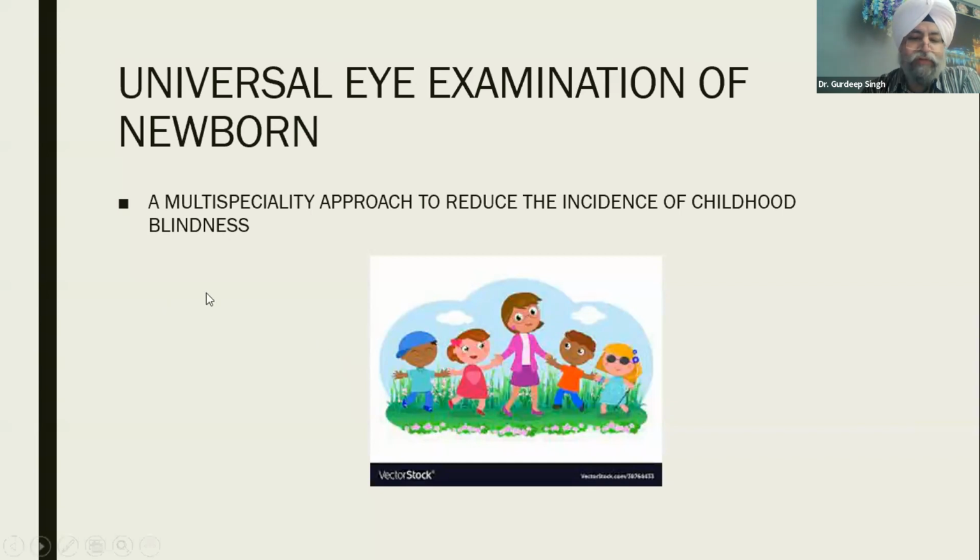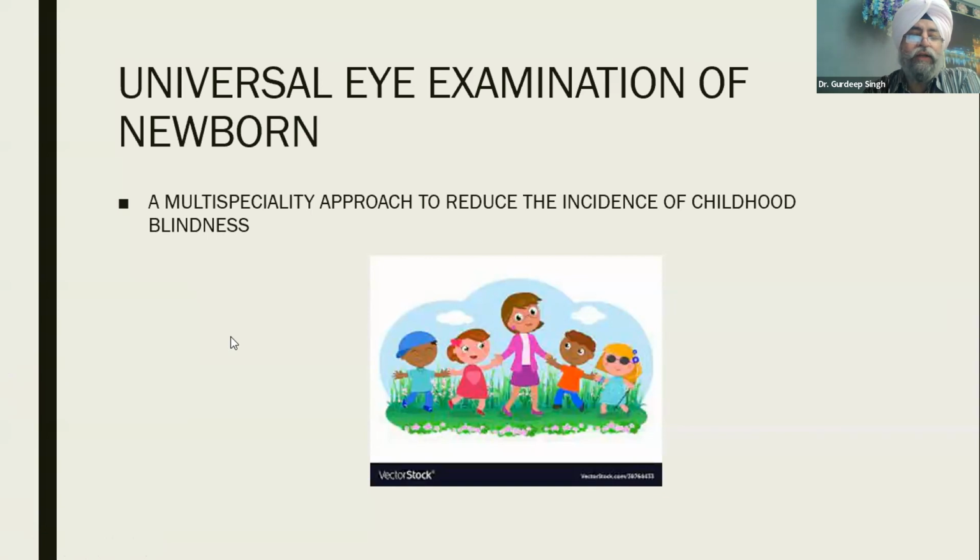According to studies which have been done, not in this part of the world but in other parts of the world, the incidence of anomalies detected by universal eye screening of newborn is quite high. It ranges from 2.4 to 34%. So that was the reason why I chose the topic of universal eye screening of newborn.